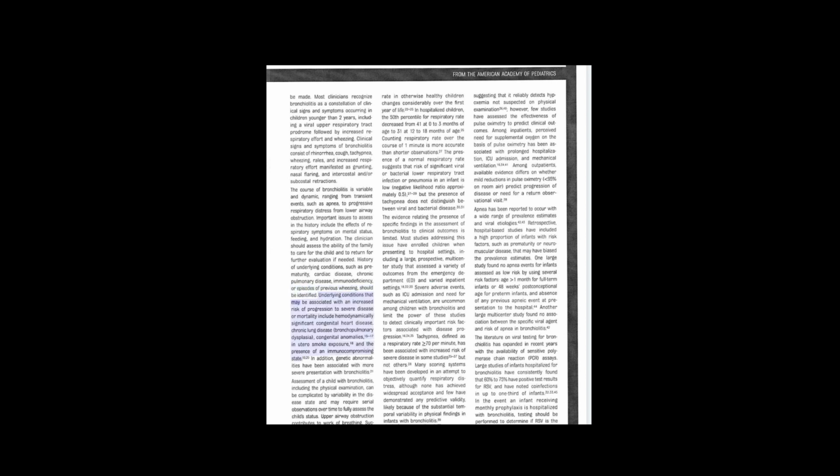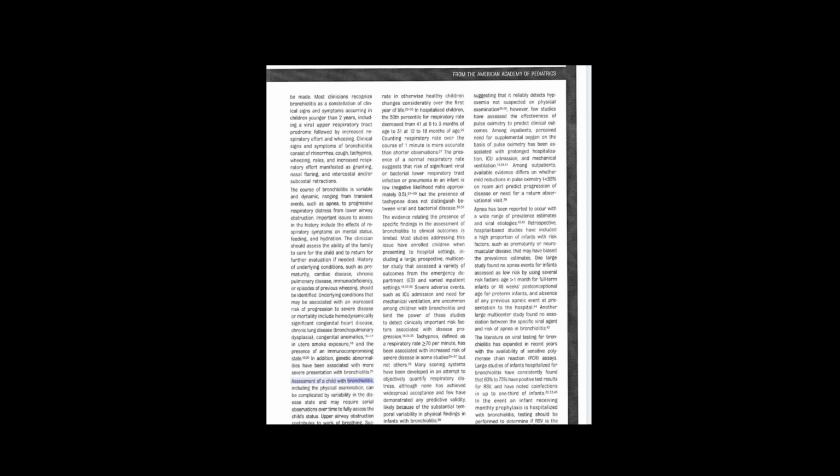Underlying conditions that may be associated with an increased risk of progression to severe disease or mortality include hemodynamically significant congenital heart disease, chronic lung disease, congenital anomalies, in utero smoke exposure, and the presence of an immunocompromising state. In addition, genetic abnormalities have been associated with more severe presentation with bronchiolitis.